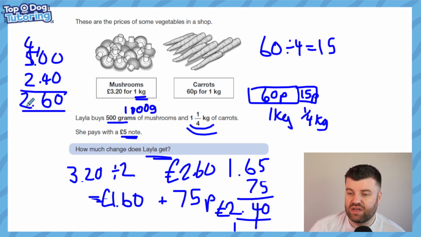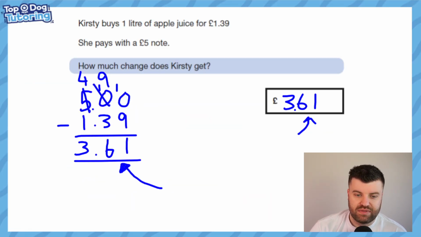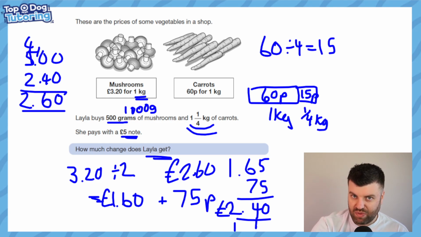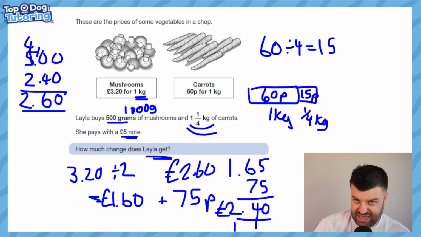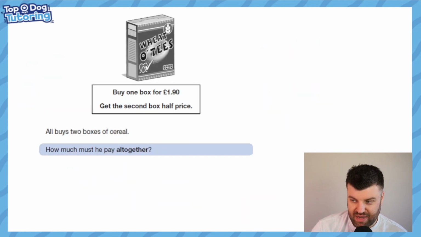So much going on. How different is it to this question? Straight up, what's the change? Cool. Well, here we've got what's the change after having to work with our fractions and our conversions. So the skill level, the difficulty level is crazy when it comes to working with money.